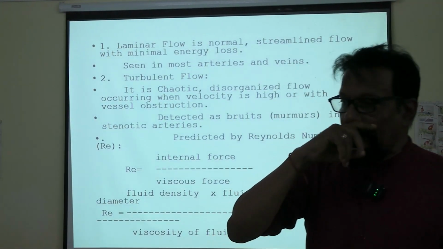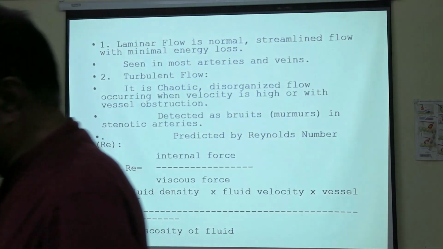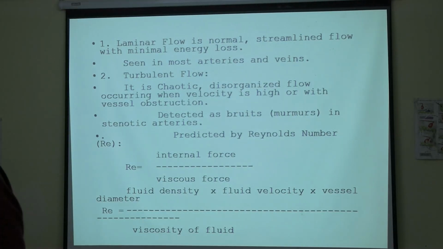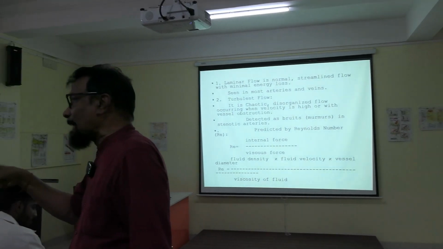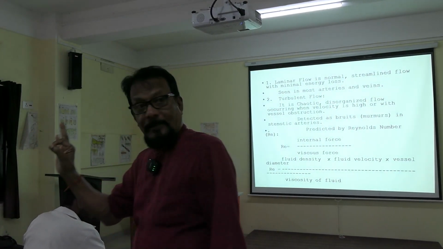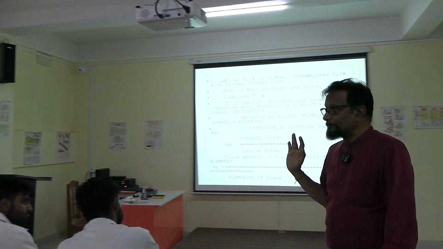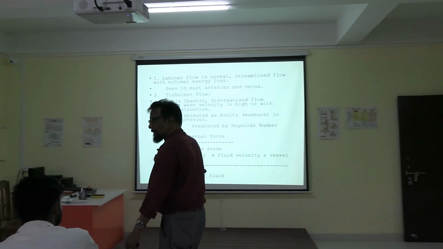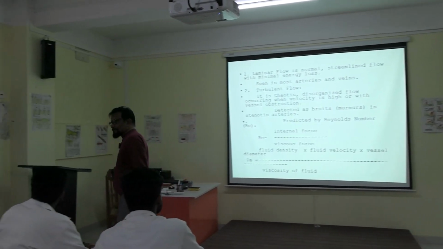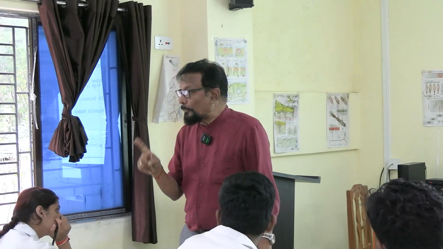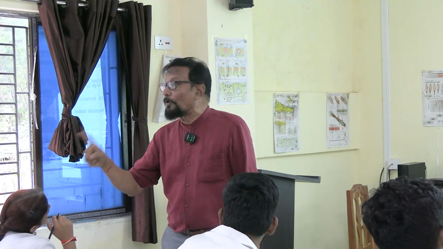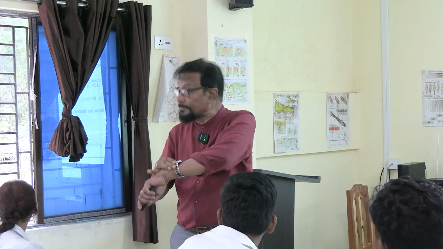Whether this blood flow will make any turbulence or not, that you can predict by a number. This is called Reynolds number. If it is more than 2000, that means the flow of blood is going to be turbulent.